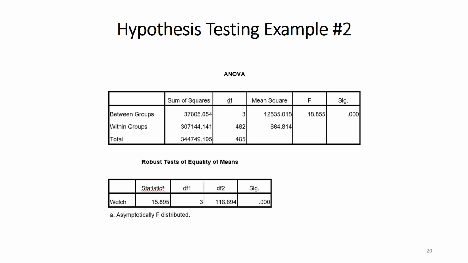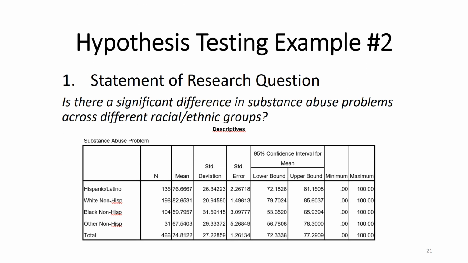Once again, we have our ANOVA test and we have our Welch, our robust test box. Remember, which one of these I'm going to use all depends upon my results from the Levene's test. So let's walk through some of the steps and take a look at these things. Next slide. We start off with our statement of research question. You can go through it, take a look at it, and then I'm going to move on to the next slide.